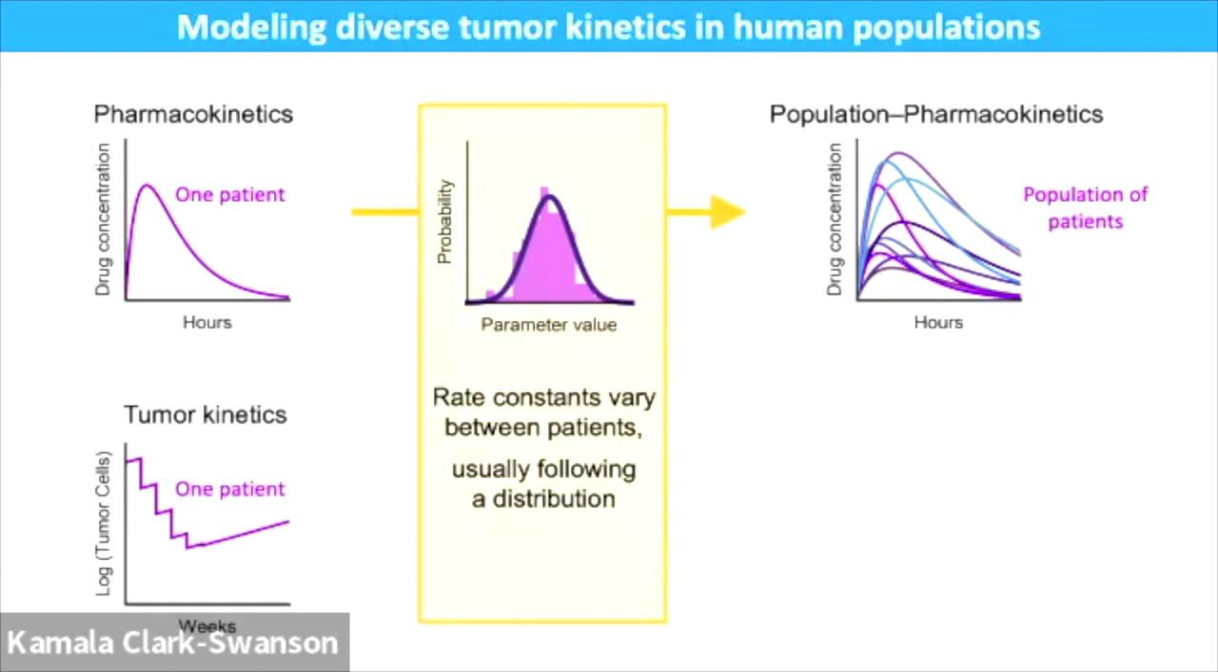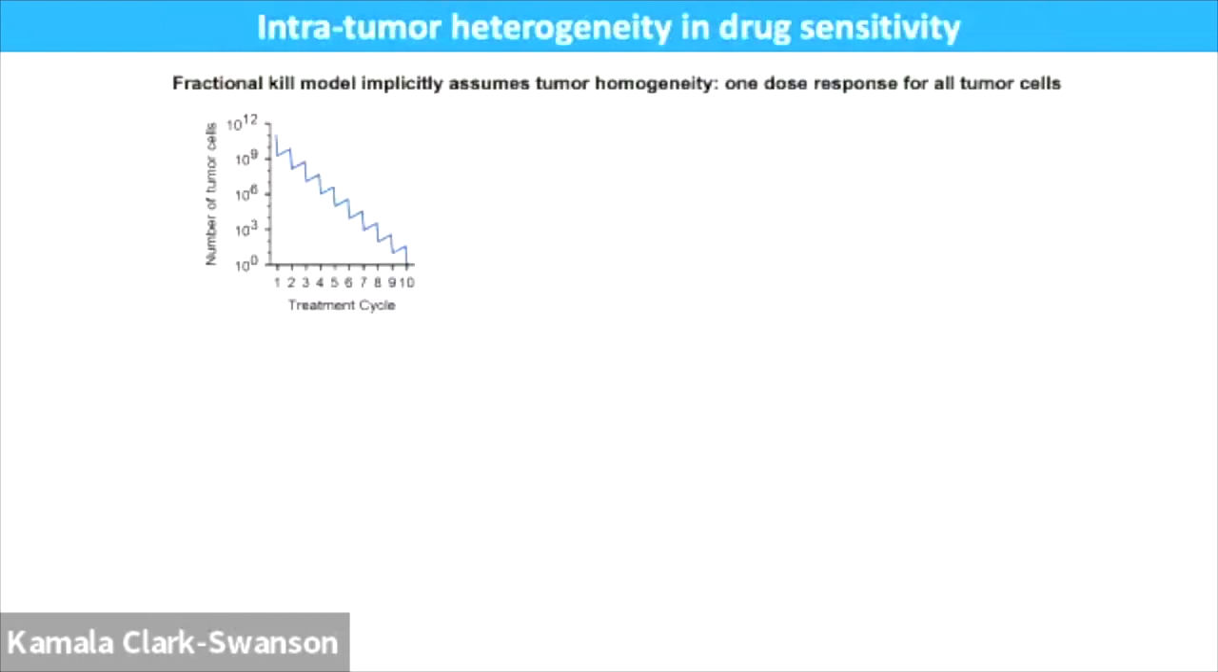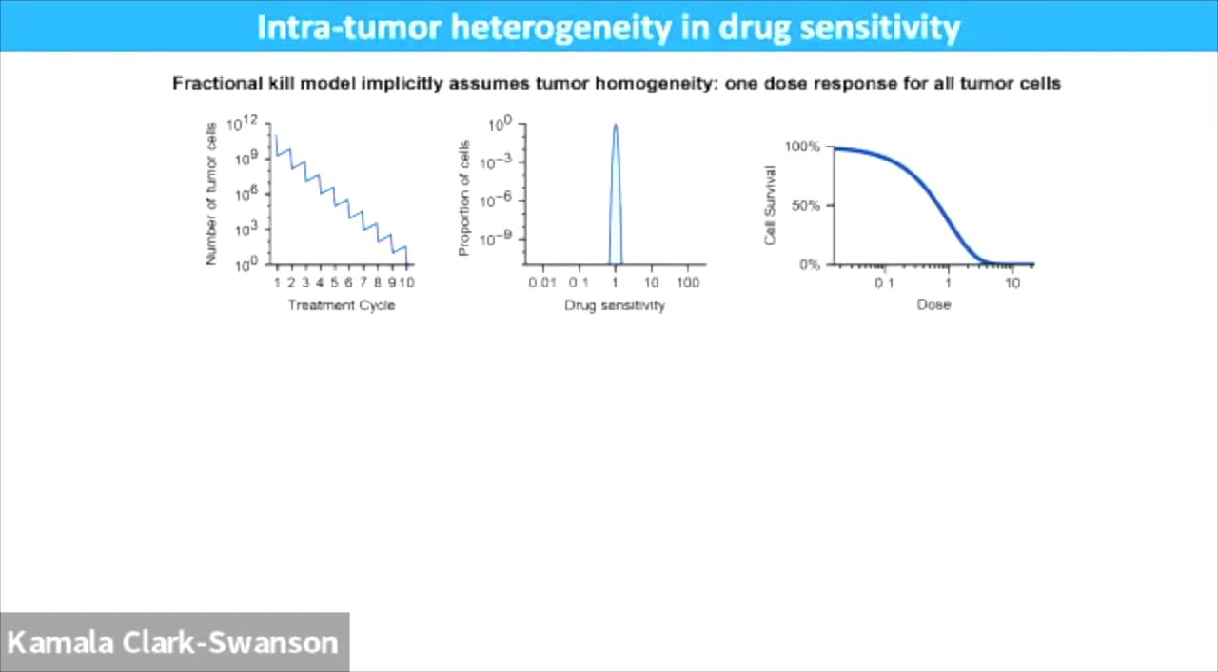So we applied this also to models of tumor kinetics in response to drug treatment. For example, this fractional kill and then resistance growing out, models of population tumor kinetics. The other thing we added to this was that within a tumor, there's heterogeneity. And so probably many of you have seen this before, these illustrations of fractional kill. Every cycle of treatment kills some percentage of cancer cells. This would be true if the tumor was completely homogeneous and never evolved and there wasn't any resistance.